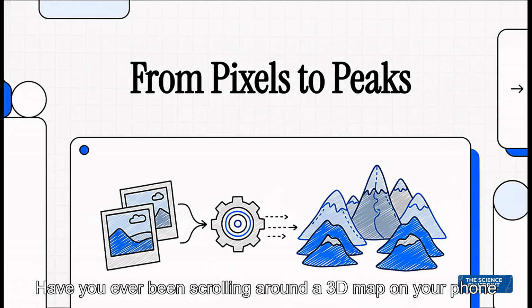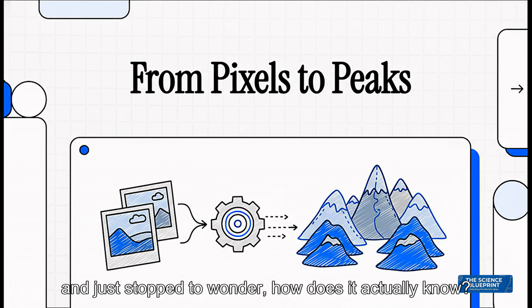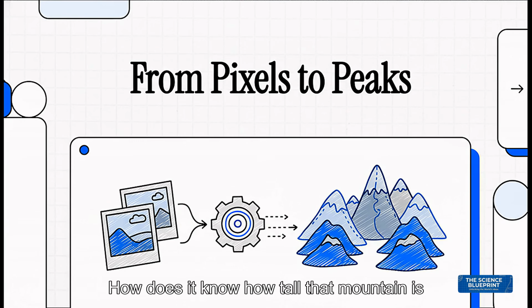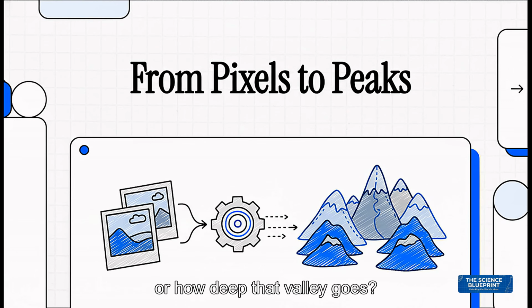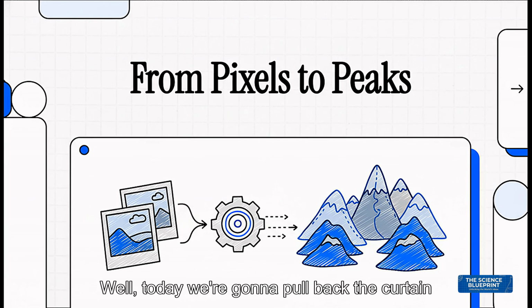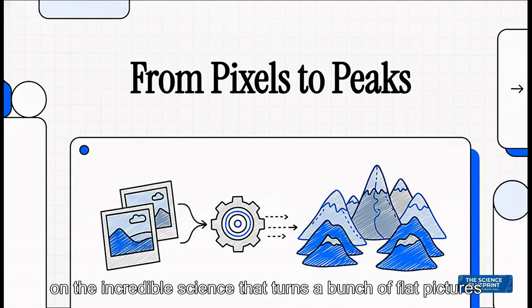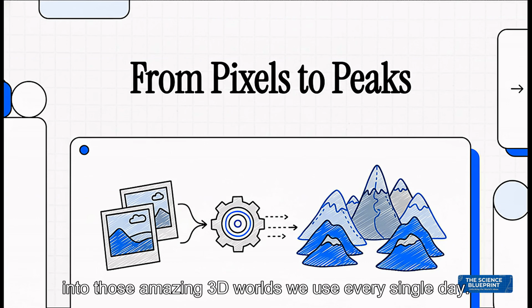Have you ever been scrolling around a 3D map on your phone and just stopped to wonder, how does it actually know? How does it know how tall that mountain is or how deep that valley goes? Well, today we're going to pull back the curtain on the incredible science that turns a bunch of flat pictures into those amazing 3D worlds we use every single day.